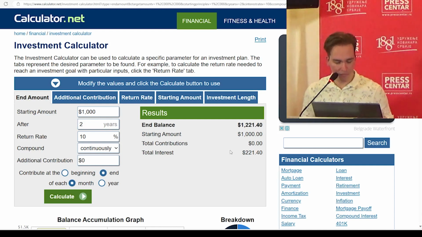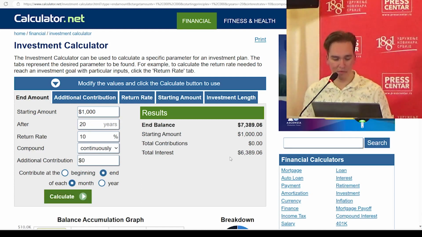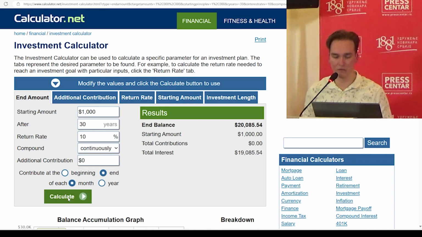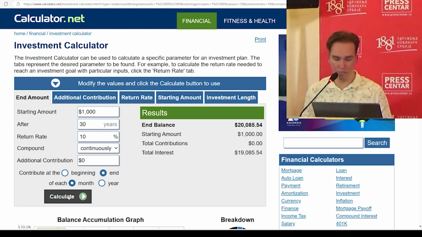But then imagine if instead of waiting for 2 years, you waited for 20 years. Now it increased from 1,000 to about 7,000 in the span of 20 years. Now that's a long time, that's fair. Well, let's give it 30 years, 10 more years. Now it went from 7,000 to 20,000, from 1,000, right? Now this is just an illusionary example. Can you get a 10% year over year return? Maybe not. But this is just to demonstrate the power of compound interest.